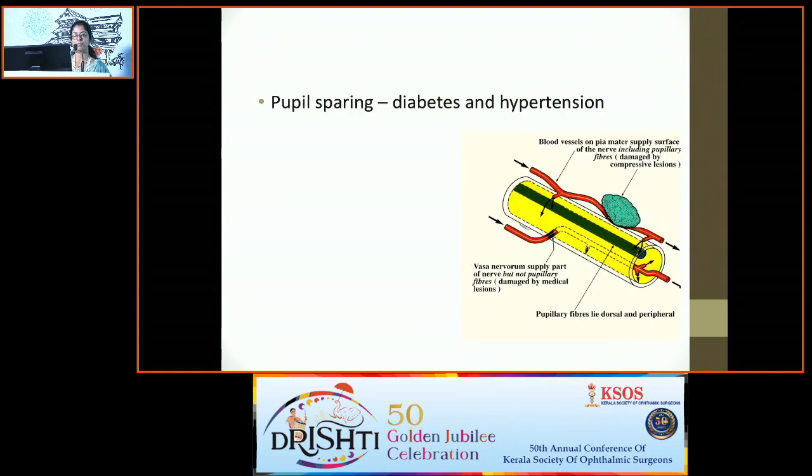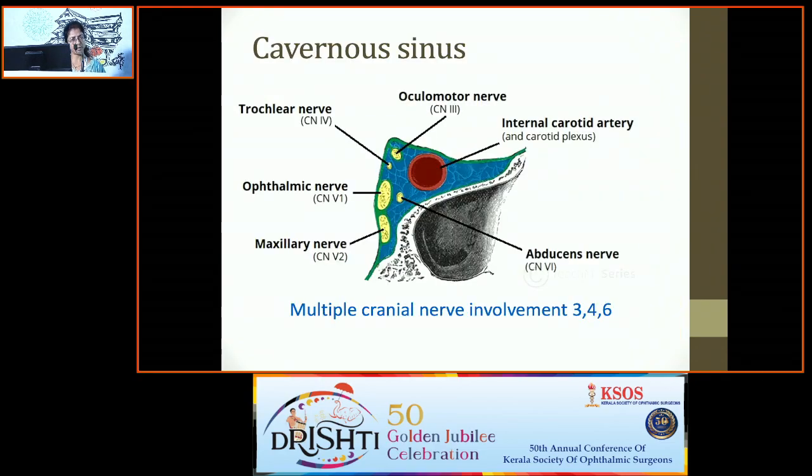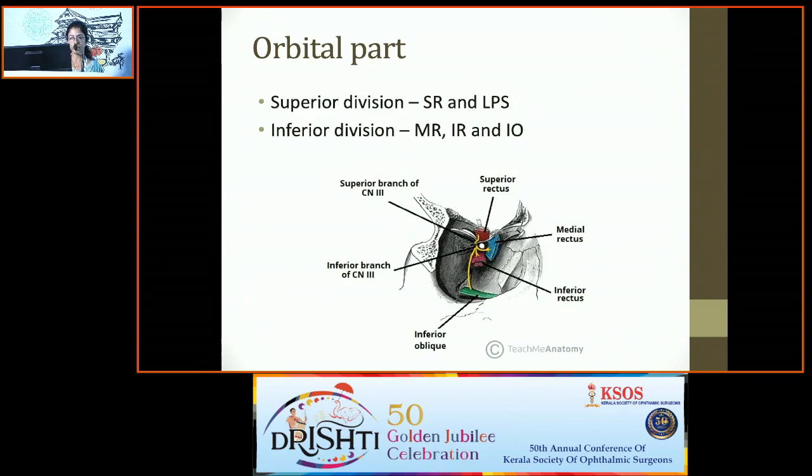Now, the pupillary fibers. The third nerve palsy can be pupil sparing or pupil involving. The pupillary fibers are present in the superficial part of the third nerve. So aneurysms and tumors usually involve the pupil, and conditions like diabetes and hypertension usually present as pupil sparing third nerve palsies. Next, the cavernous sinus, as we just discussed, is a cause of multiple cranial nerve palsies, and the orbital part, one thing to remember, it divides into superior and inferior divisions. The superior division usually supplies the superior rectus and LPS, and the inferior division the other muscles.